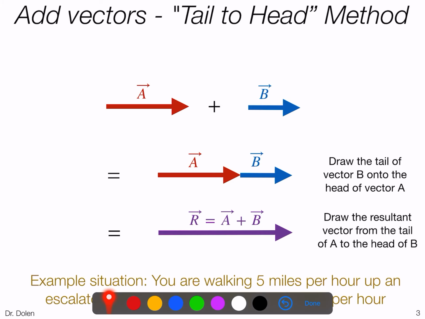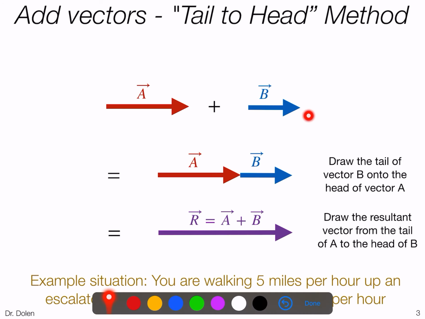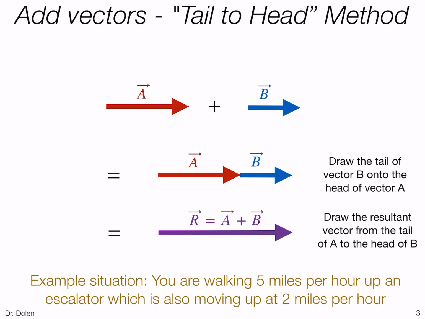Another example I wrote in here, you're walking 5 miles per hour up an escalator, which is also moving up at 2 miles per hour. Right? So you have an escalator with some velocity, 2 miles per hour, that's corresponding to this vector B, and then you're walking up the escalator with 5 miles per hour velocity relative to the escalator. Well, somebody to the side of the escalator is going to see you walking even faster. They're going to see you walking 7 miles per hour because both you and the escalator are moving. Okay, so that's two different examples of where vectors could come in handy.